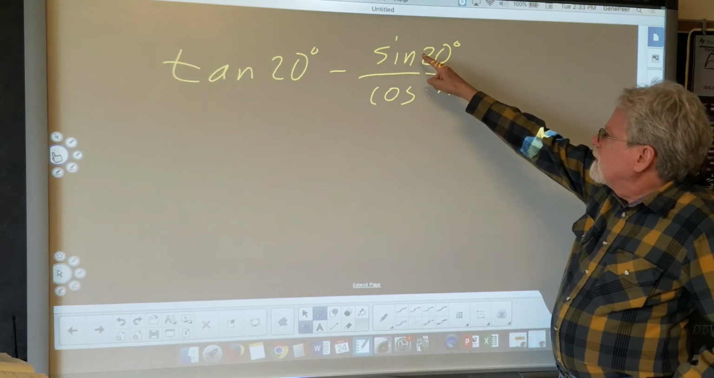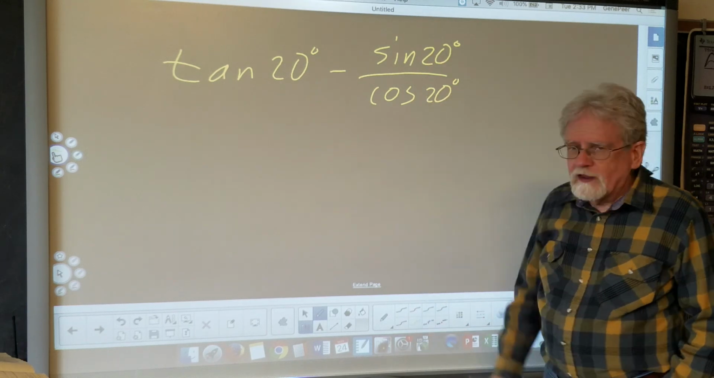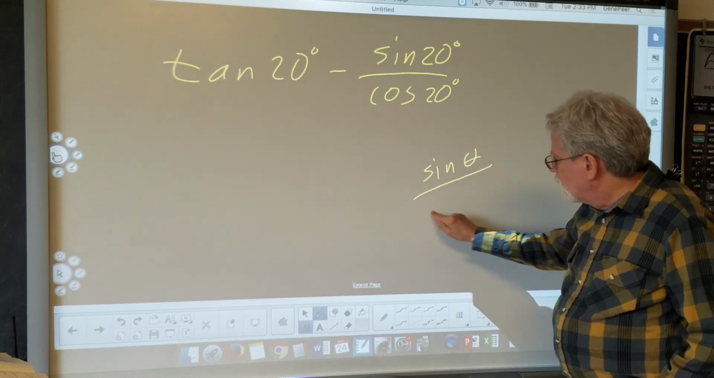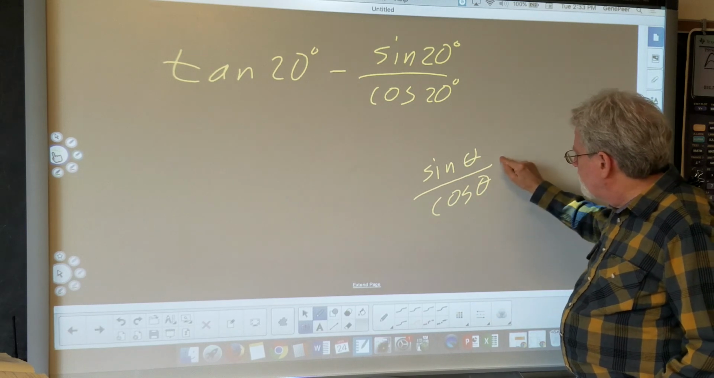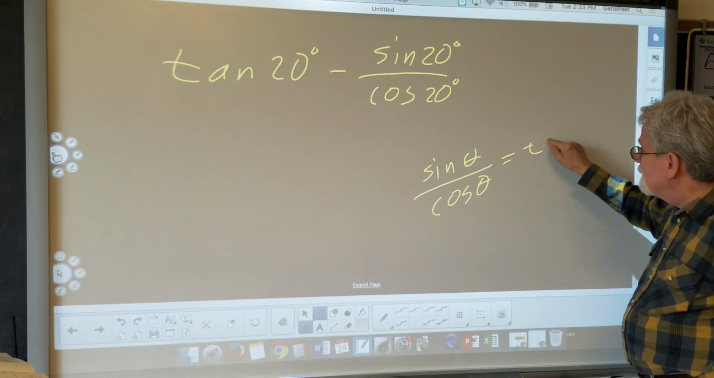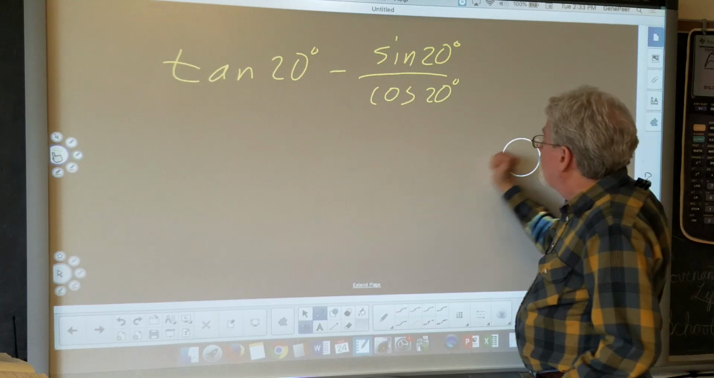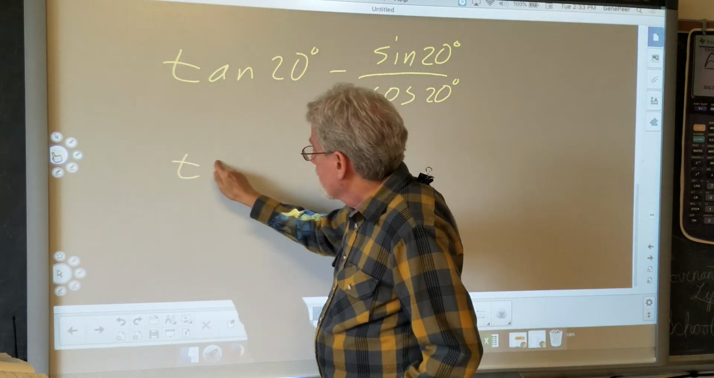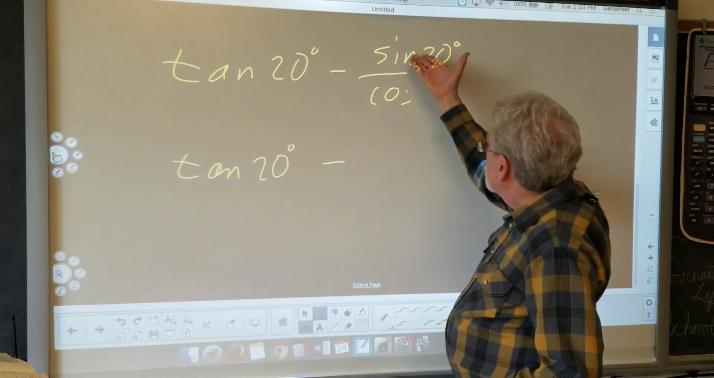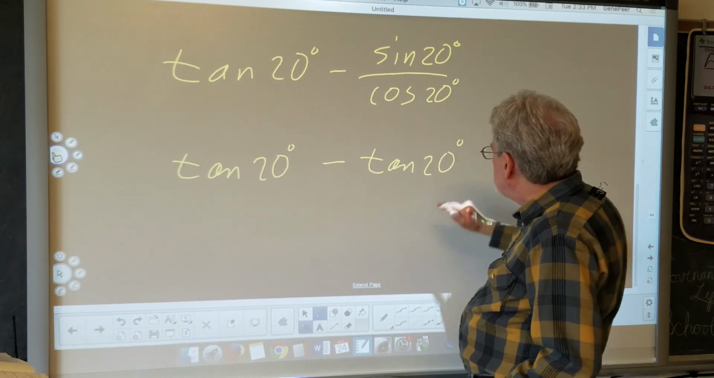What's sine theta over cosine theta? What's sine of 20 over cosine of 20? Is not sine of theta over cosine of theta simply equal to tangent of theta? That means that this really says tangent of 20 minus tangent of 20.